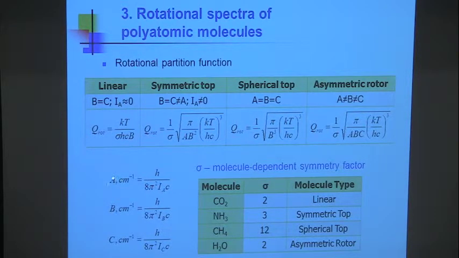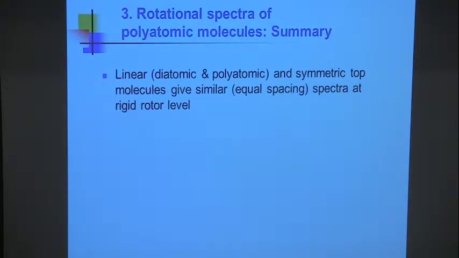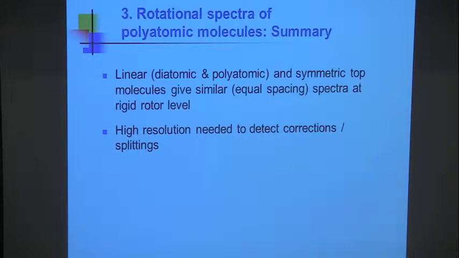And here's these rotational constants. Again, just always h over 8 pi squared moment of inertia times c. So symmetric top, really not that bad as long as you think about it in the rigid rotor case. I'm just going to summarize. So linear case, diatomic and polyatomic, and symmetric top give very similar equal spacing at the rigid rotor level, 2B. And you have to have high resolution if you want to detect these corrections or splittings.